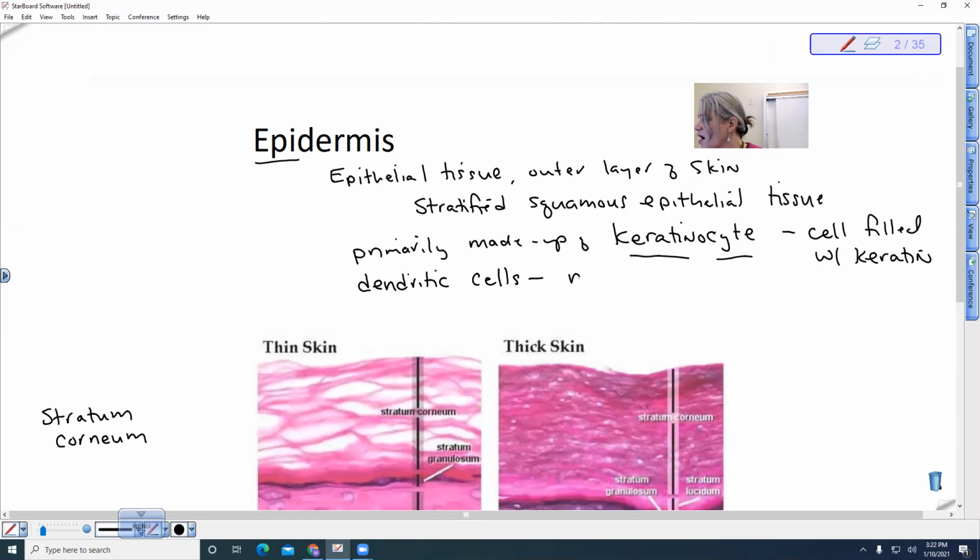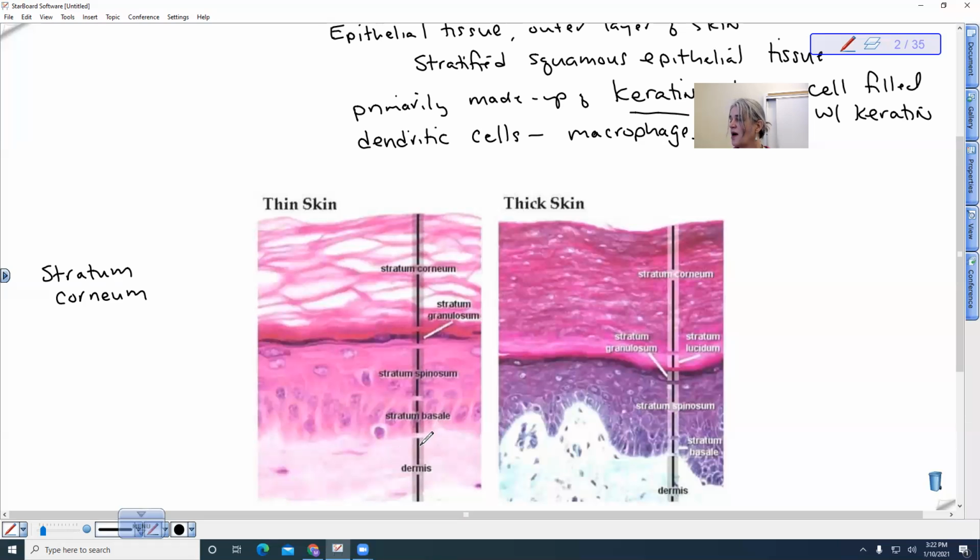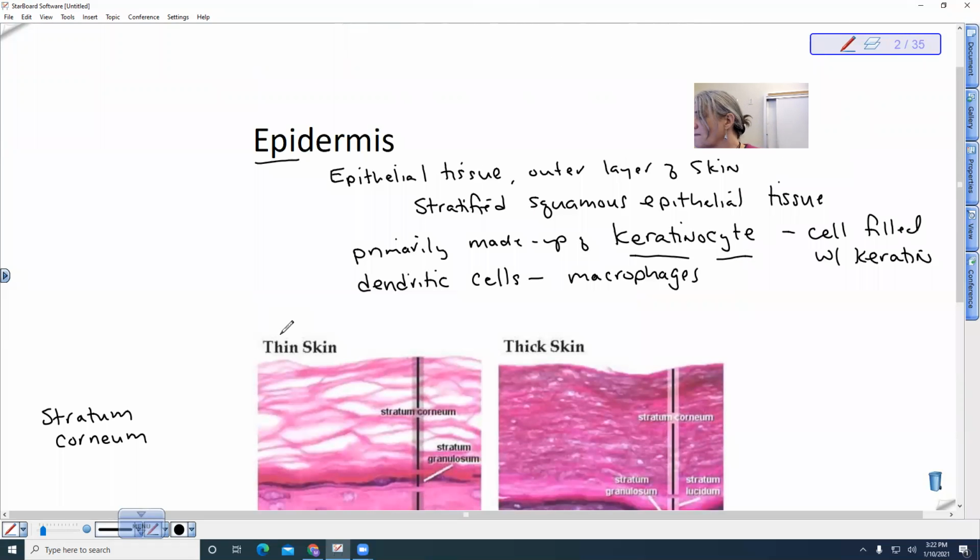These are actually called macrophages, and they are down deeper near the stratum basal, the living tissue. They get information about stuff that is growing perhaps on the surface of your skin, and they send that information into your immune system so your immune system could produce specific antibodies. So we have those dendritic cells. We also have what are called melanocytes.